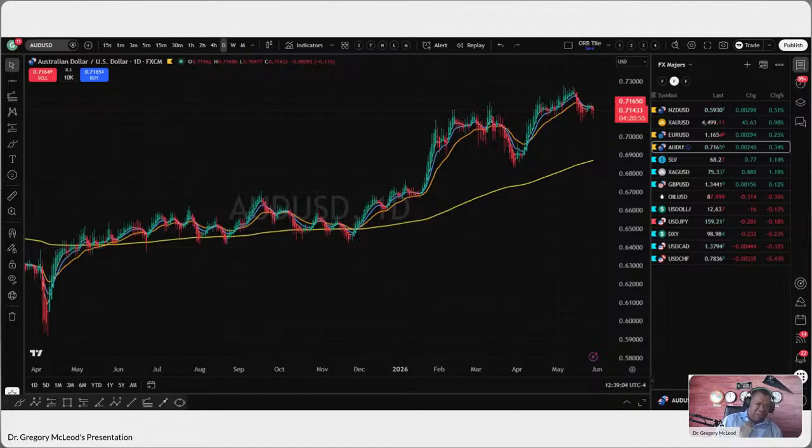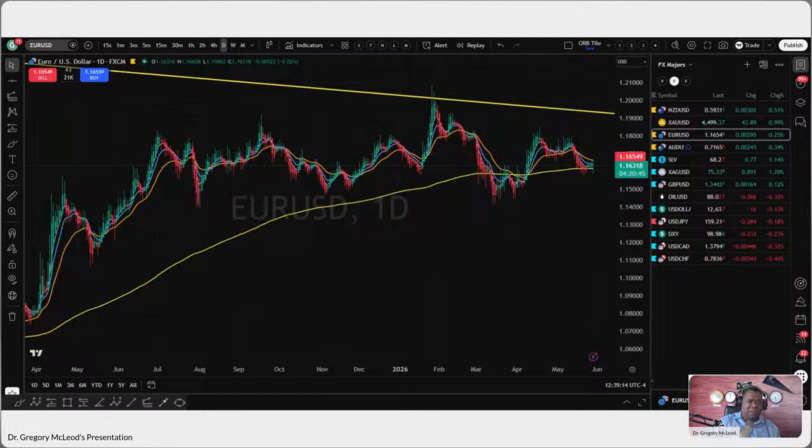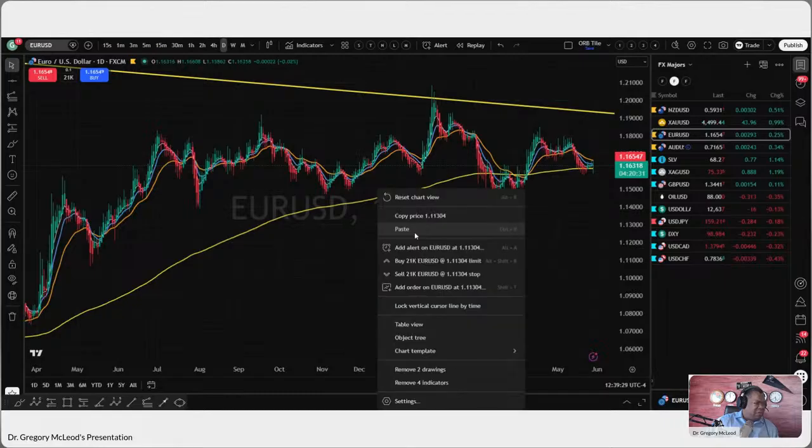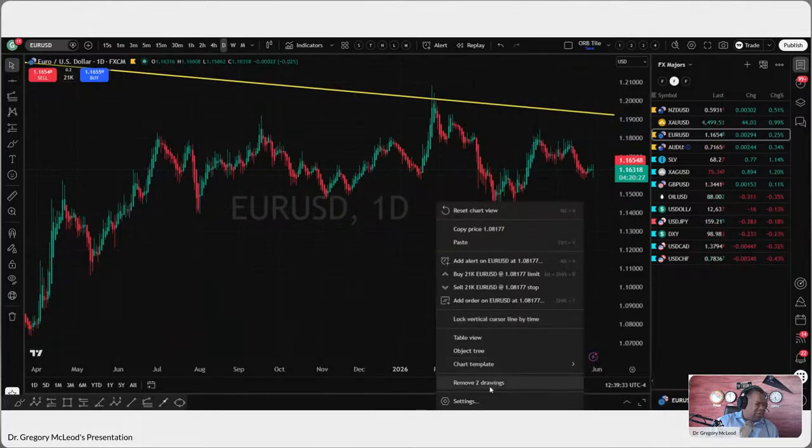Okay, getting set here. And our computer is going like, what are you doing to us, Greg? Okay, let me get rid of all the indicators, remove all the drawings, right?